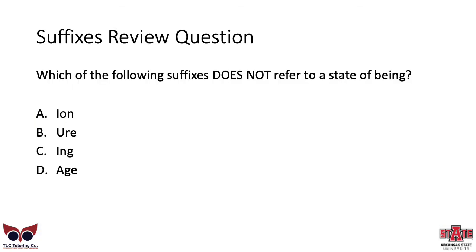Review question. Which of the following suffixes does not refer to a state of being? Ion, ing, or age. The correct answer is D, age. Age does not refer to the state of being. Age is the act of. Ion and ing are all state of being suffixes.